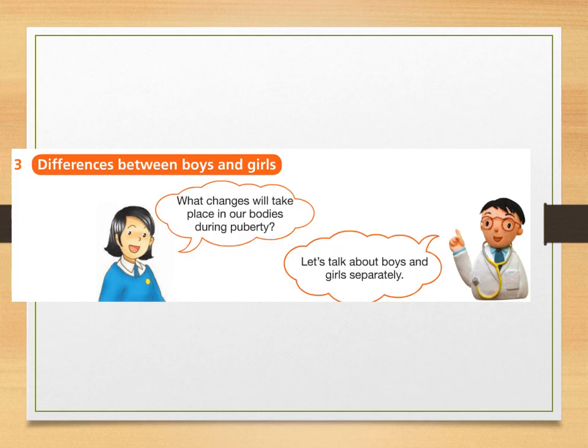In the previous slides, we have mentioned the growth of the human body. That means during puberty, the physiological changes in our bodies. Right now, in part 3, it comes to the differences between boys and girls. That means we will study what different changes will take place in boys' and girls' bodies during puberty. Okay.